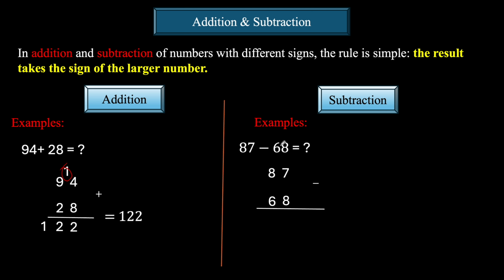Here we have subtraction. 7 minus 8. Actually, it doesn't work. So what we should do is to take 1 from the 8. Here we have no more 8. We have 7. Here we have 17. So 17 minus 8, it is 9. Then 7 minus 6, it's 1. So the result is 19.